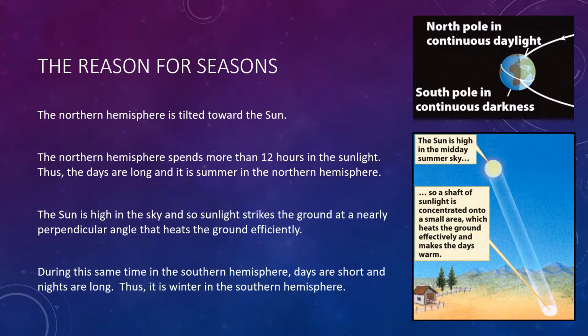So during the same time, however, in the southern hemisphere, days are shorter and nights are longer. Thus, it is actually winter in the southern hemisphere. So you can see that in the image at the top. The southern hemisphere is tilted away from the sun. So that's why it's winter.